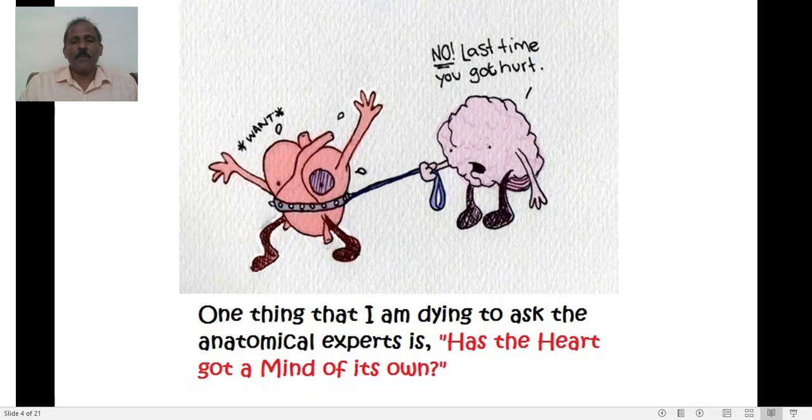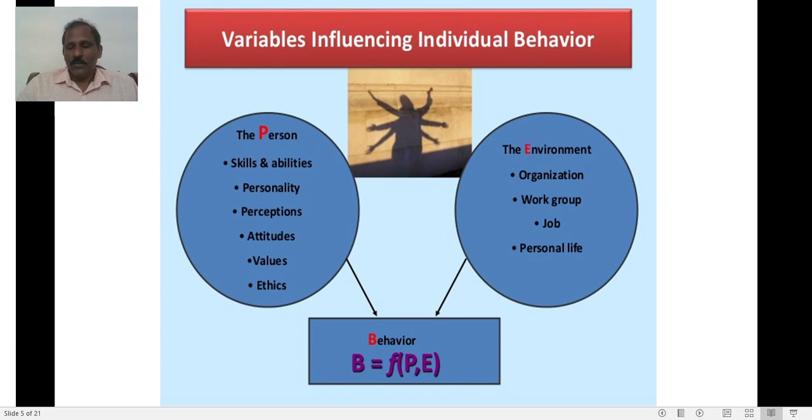As you look into this, the question which arises in my mind, or it may be true with you also, is one thing that I am trying to ask the anatomical experts: as the heart got the mind of its own. I discussed this in the previous live stream class, and it is a desire. The heart wishes to have everything, but the mind will keep control. It says if you do by yourself to get everything which you desire, you will get hurt, then I have to suffer.